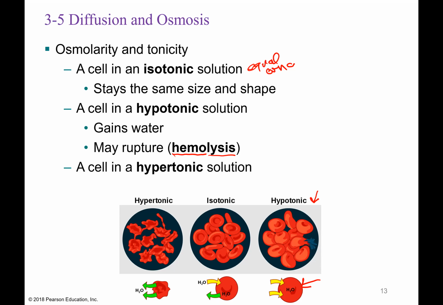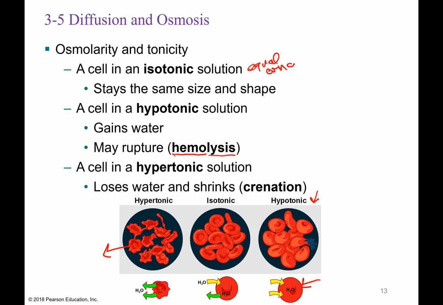If you put a cell in a hypertonic solution, so let's say we have red blood cells again, and we put them in a concentration that's high in salt. So the concentration outside of water is much lower than the concentration inside. You end up with a net flow of water out of the cell, and that causes the cell to shrivel up and shrink because it's losing water. It's trying to reach equilibrium and the water is flowing out of the cell.